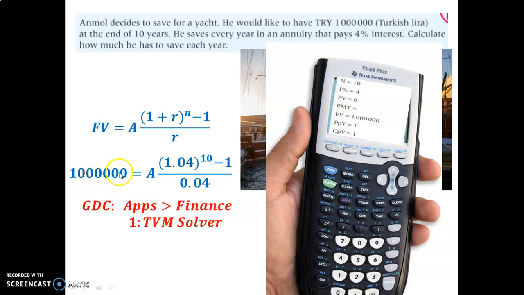Future value is the 1 million, so you put it here. Here's payments per year and compounds per year. That you leave as 1. So anyway, you fill it in like that, and then we're going to find out the payment.